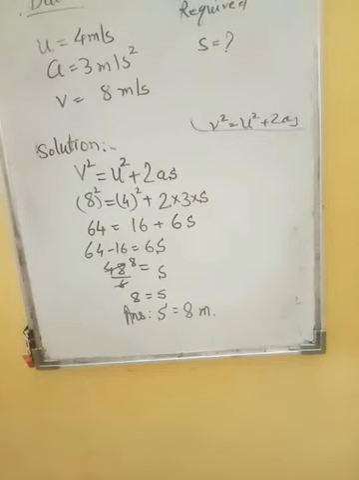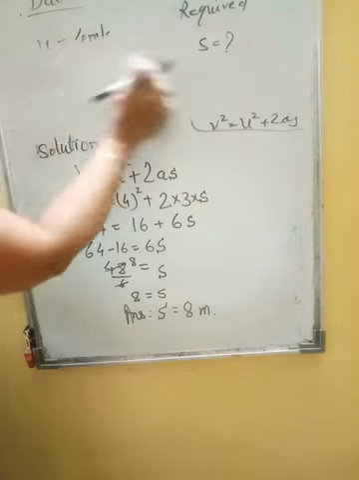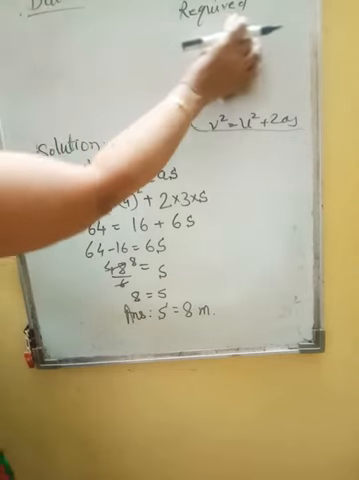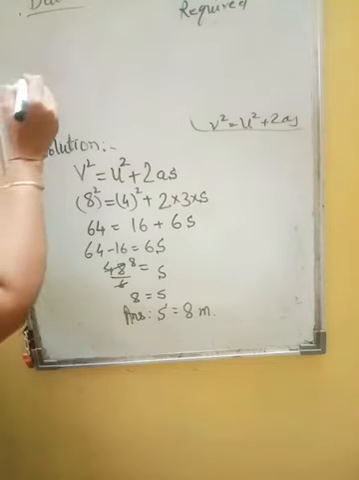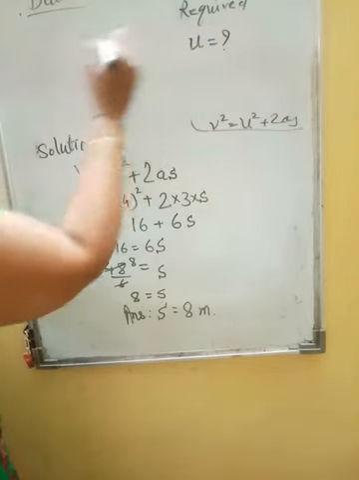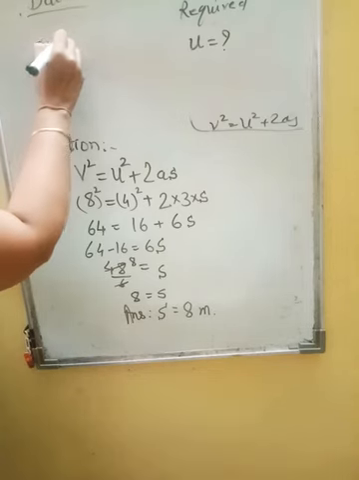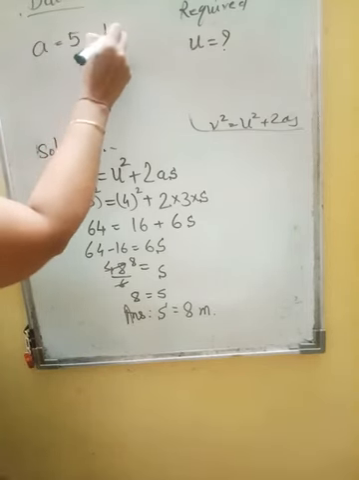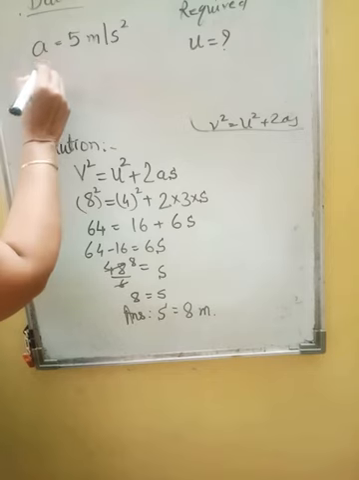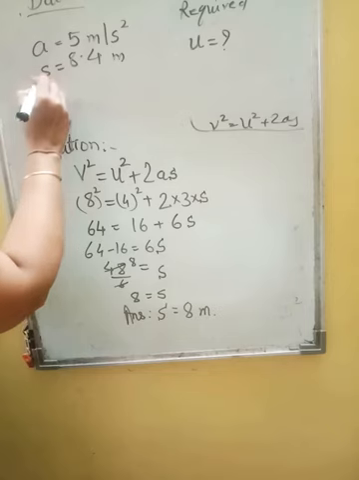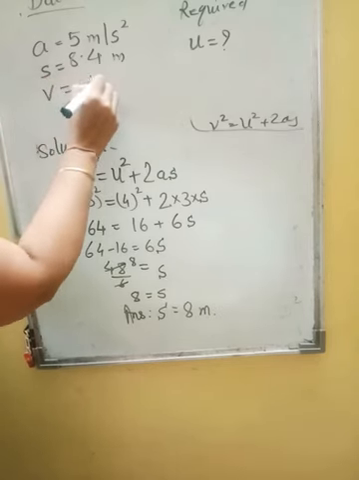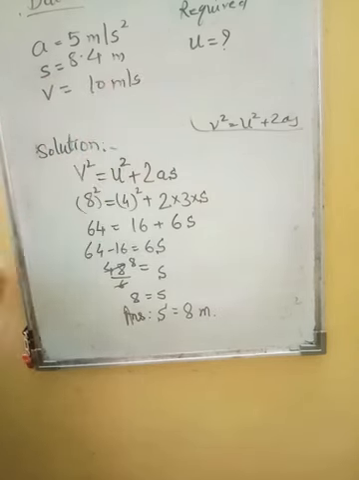Please try to write down the data. So we have u is equal to question mark. We have a is equal to 5 meter per second square. Then you have s is equal to 8.4 meter. Then you have v is equal to 10 meter per second.